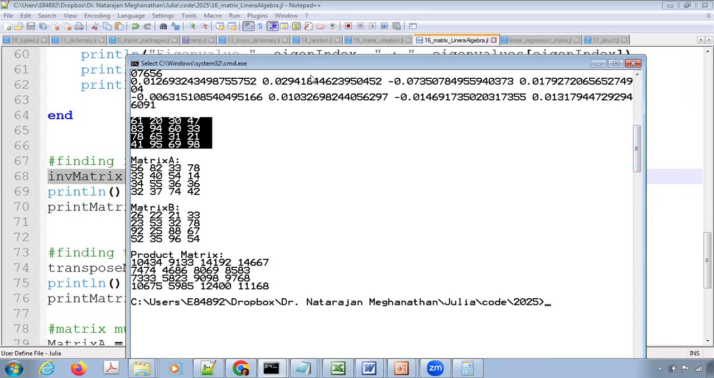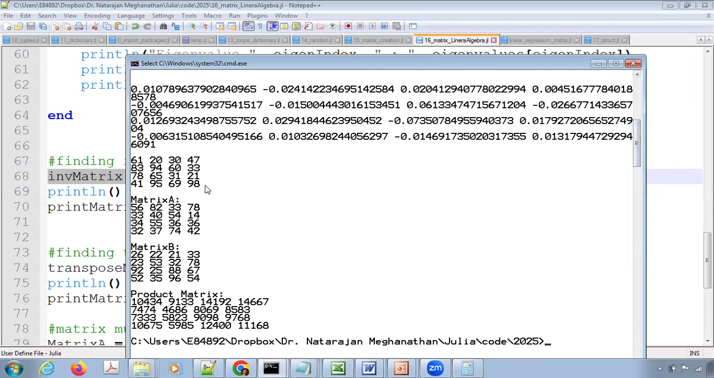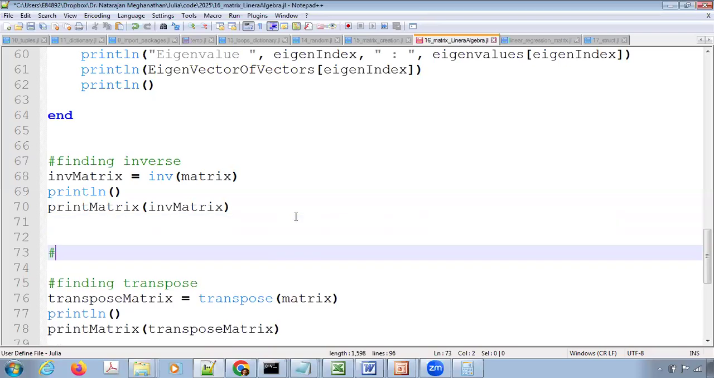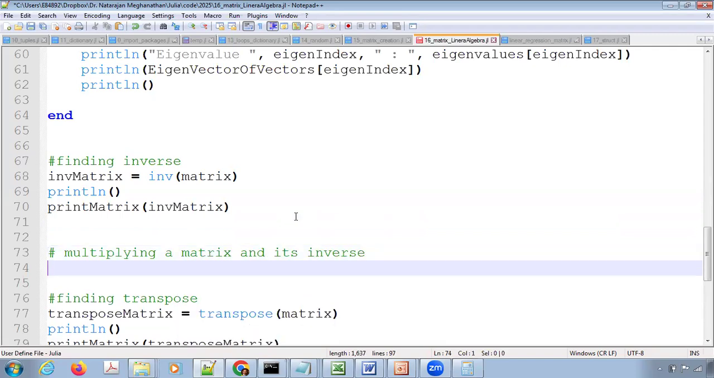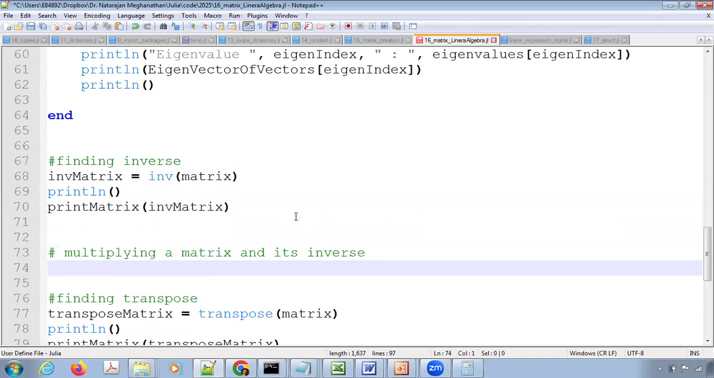If you multiply this matrix as the first matrix with this matrix as the second matrix, the product will be an identity matrix. I'm not showing that here, so let's do that. How to multiply two matrices? Let's do multiplying a matrix and its inverse. There is a multiplication function also available in Julia, and it's very straightforward. Let's say we can get the identity matrix, because we know it's going to be an identity matrix.